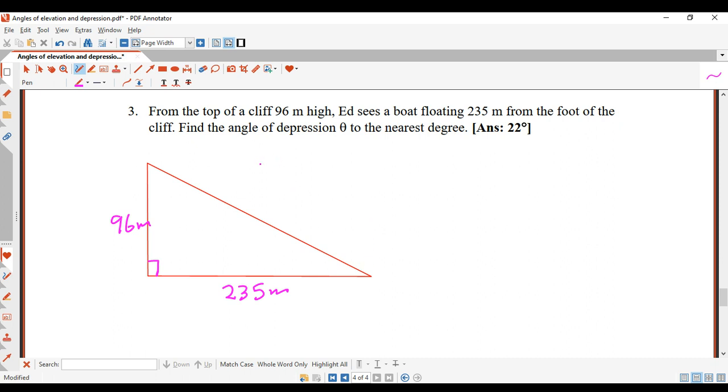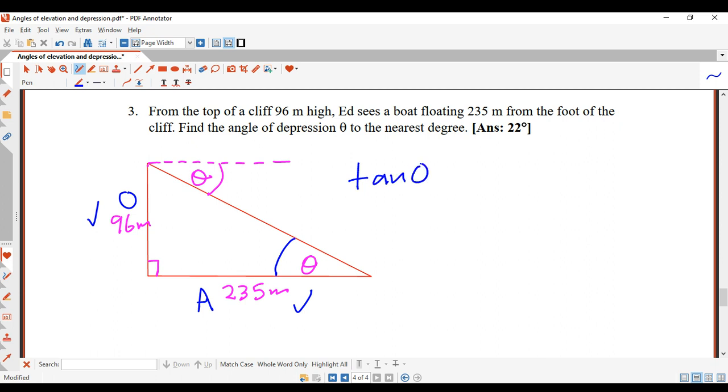This time we've got to find the angle of depression. This is the angle that I've got to find. That's the angle of depression. Now I need an angle inside the triangle if I'm going to use trigonometry. So if that's theta, this is also theta. This is the opposite side to that angle theta, and this is the adjacent side. So the two sides I'm working with are opposite and adjacent.